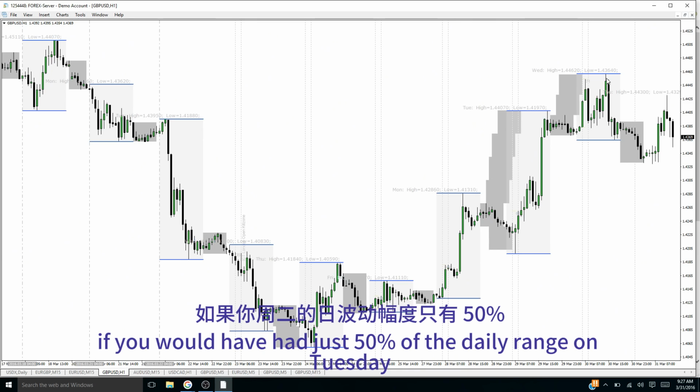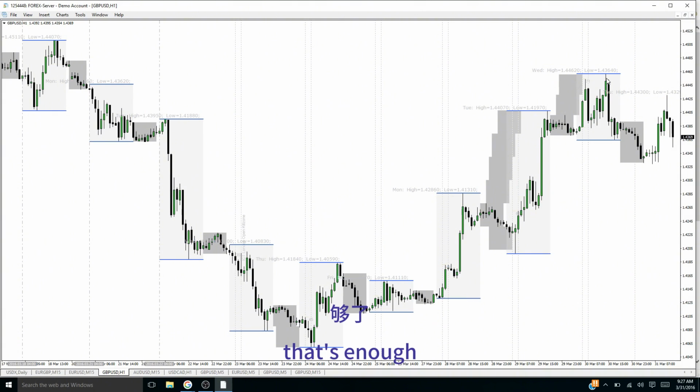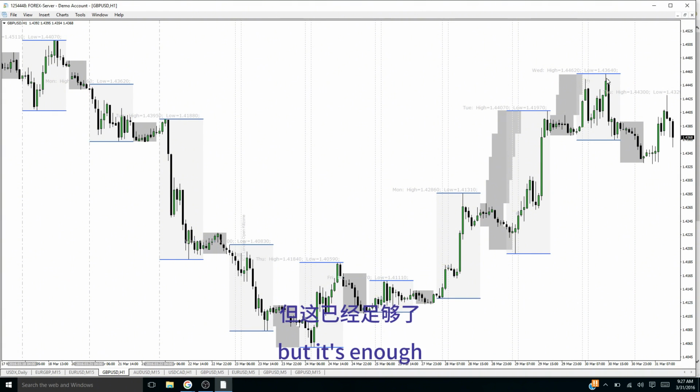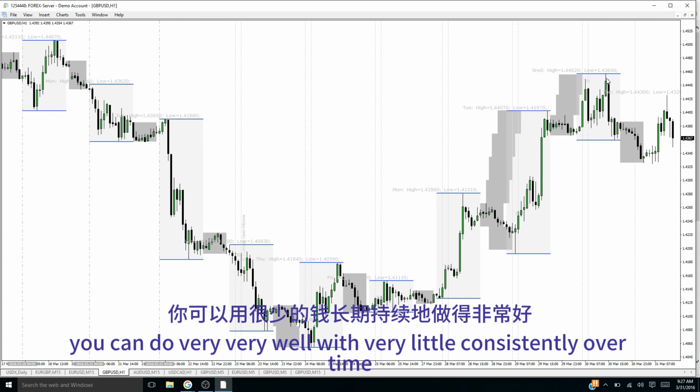If you would have had just 50% of the daily range on Tuesday, that's enough. Now, I already know it's not enough for most of you, but it's enough. You can do very, very well with very little, consistently over time.